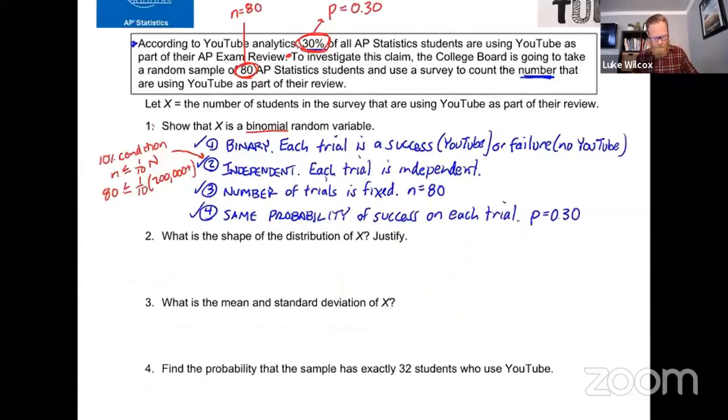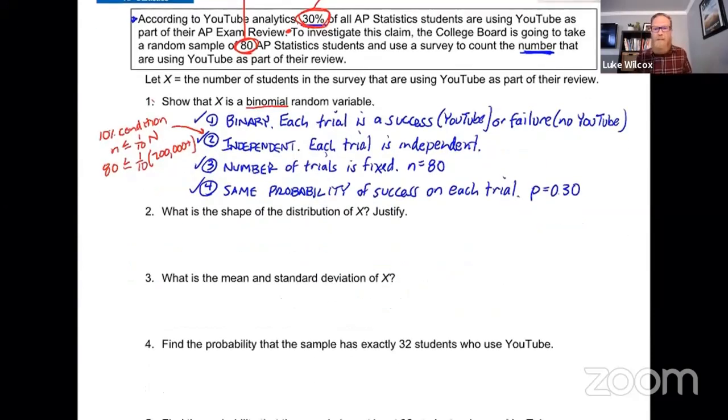So let's move to question number 2, which says, what is the shape of the distribution of X? Well, very often with a binomial distribution, you're going to have one value that has the highest probability, and then as you move farther away from it, the probabilities get less and less. And sometimes the shape of that distribution is going to be approximately normal. And the way that we can check that is using what's called the large counts condition. So let's go ahead and check the large counts condition here to see if that is satisfied.